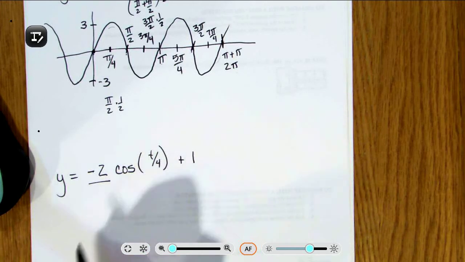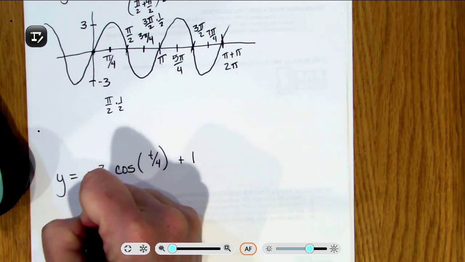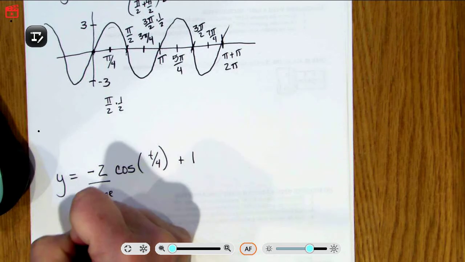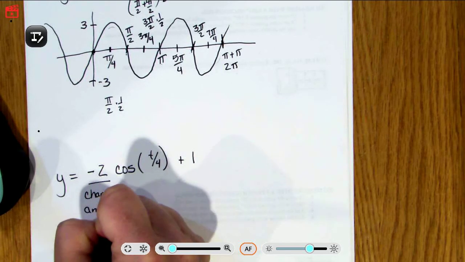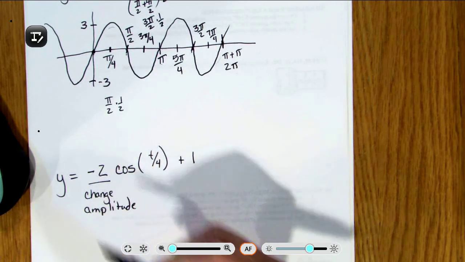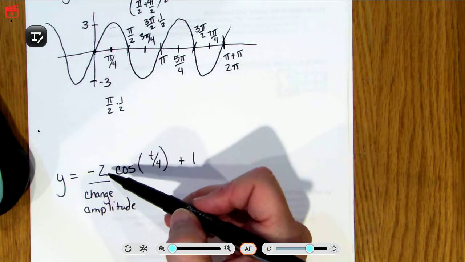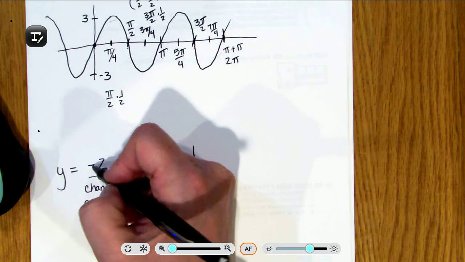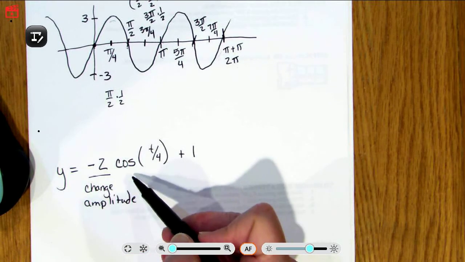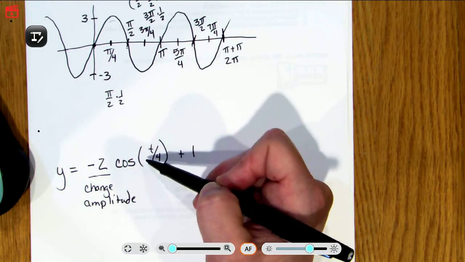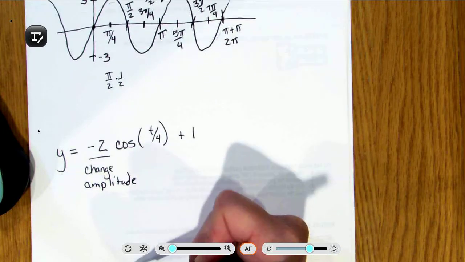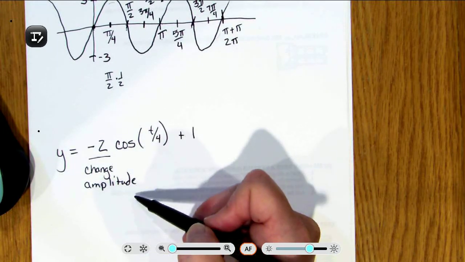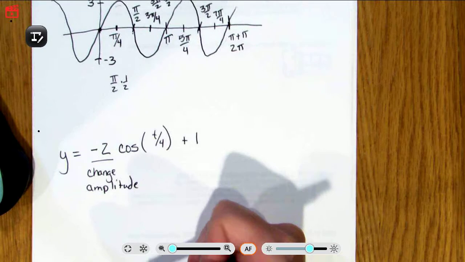This guy is going to change our amplitude. So instead of going up and down to 1 and negative 1, we will go up and down to 2. The negative is going to affect where we start. So the cosine usually starts up at a positive 1. This is going to make us start down at that negative 2. So taking that positive 1 times the negative 2.